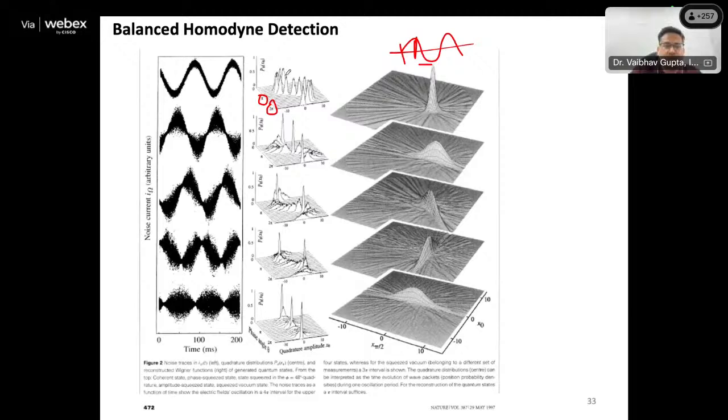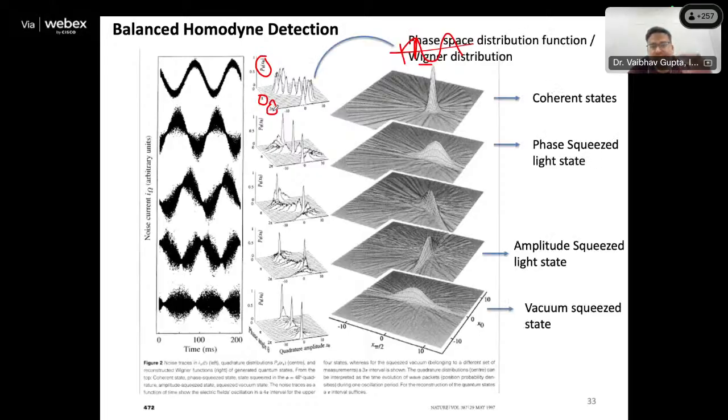Once you do that, for each particular phase value, you will get a current value. And this current value you can try to convert into probability distribution. And then this distribution you can try to calculate for all theta. So what you have finally created is a phase distribution, or we can also call it in terms of quantum, a Wigner distribution. So for example, this is amplitude squeeze light.